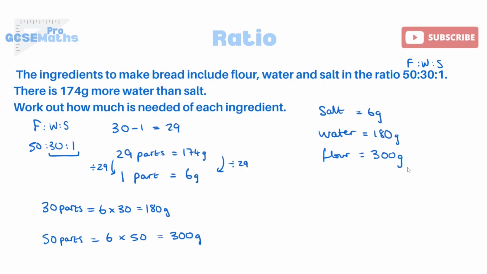And there we go. So work out how much is needed of each ingredient. We've got salt is 6 grams, water is 180 grams, and flour is 300 grams. Okay, so if you've got a 3-part ratio, it works effectively in the same way, because really they're just going to get you to compare the difference between 2 parts of that 3-part ratio. It's going to make no difference otherwise.